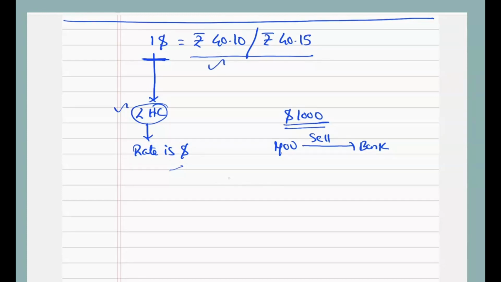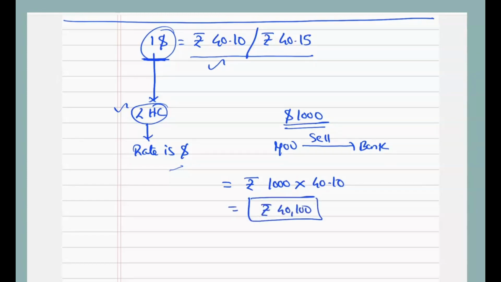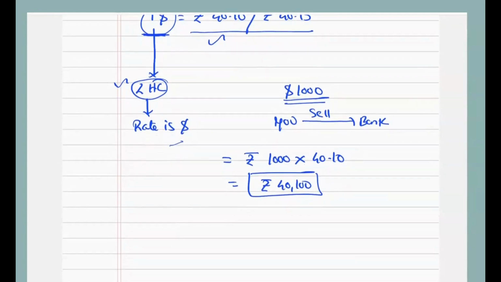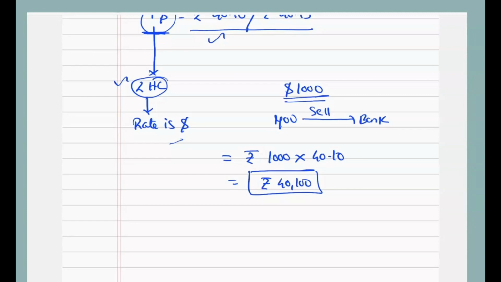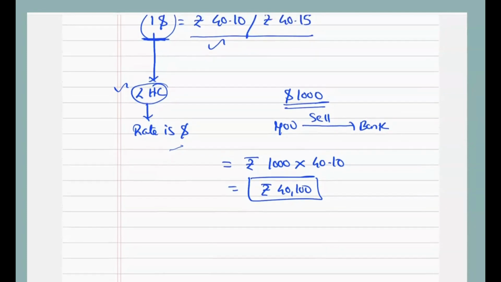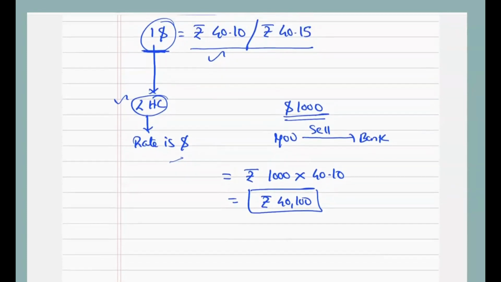So what is the amount of rupees you will be getting? You'll be getting rupees 1,000 into 40.10, because the bank will be buying the dollar and you are selling $1,000. So it comes around 40,100, right? So you'll be having 40,100, right? So this is the context in which you have to interpret what the bank is doing. So the bank is buying right now.